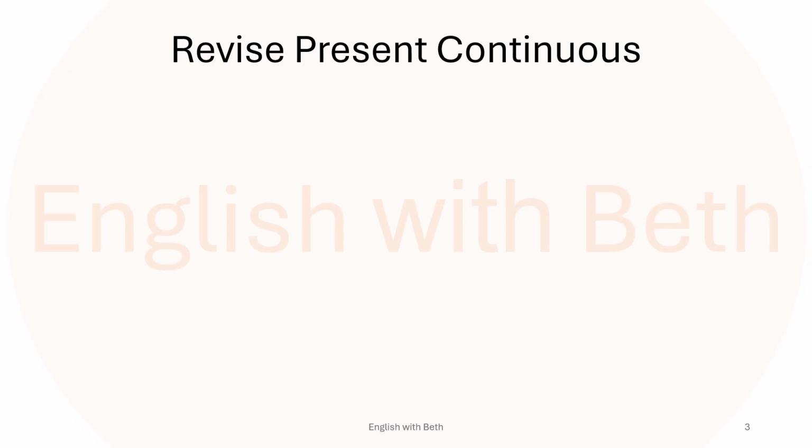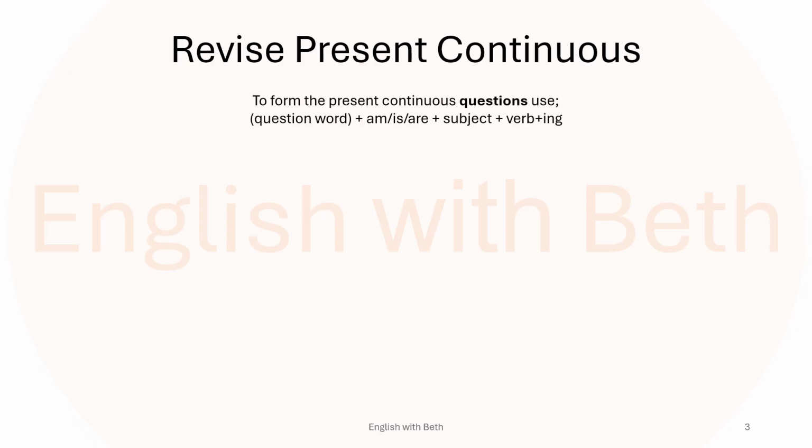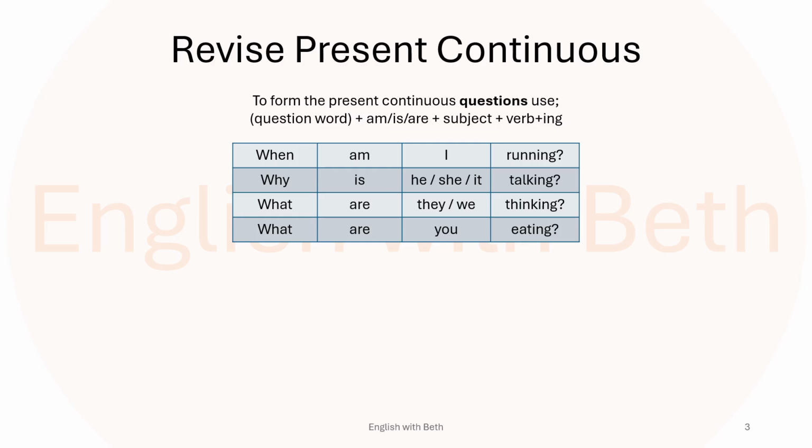To form present continuous questions, we use the question word if needed, plus am, is, or are, plus the subject, plus the verb and ing. When am I running? Why is he, she, or it talking? What are they, we thinking? What are you eating? And here is a reminder of some of your question words: why, how, who, what, when, and where.